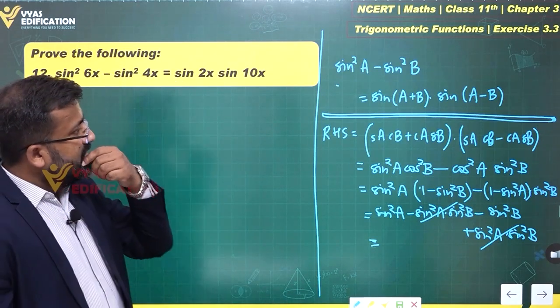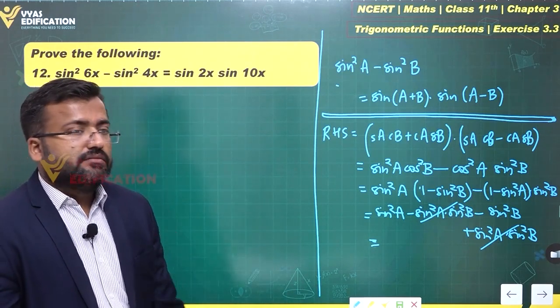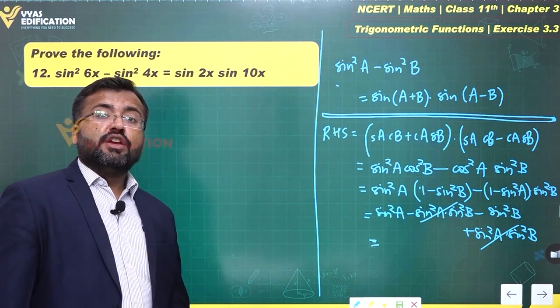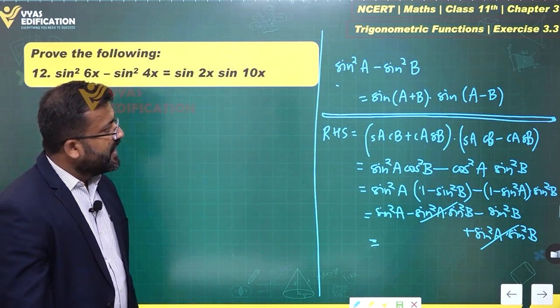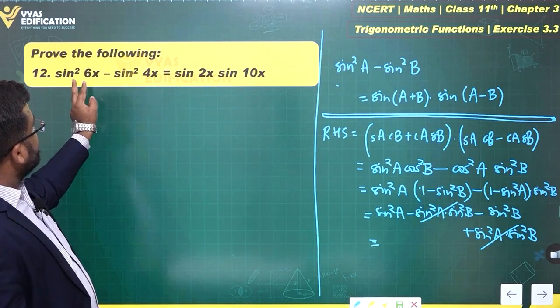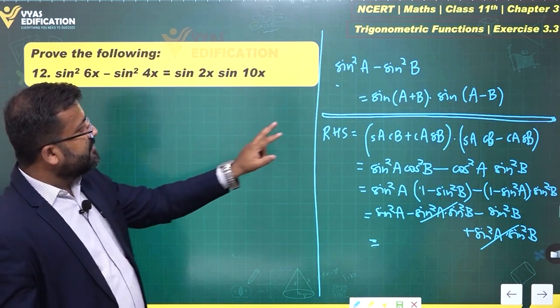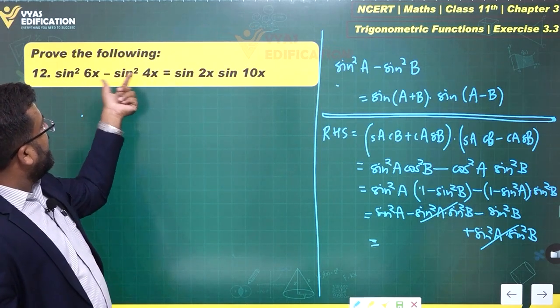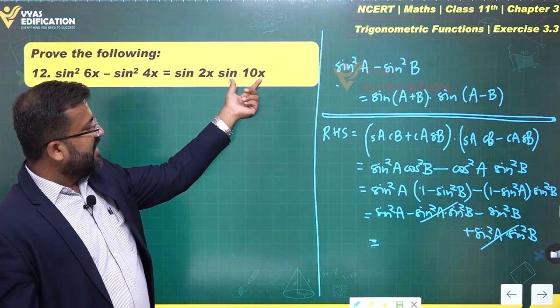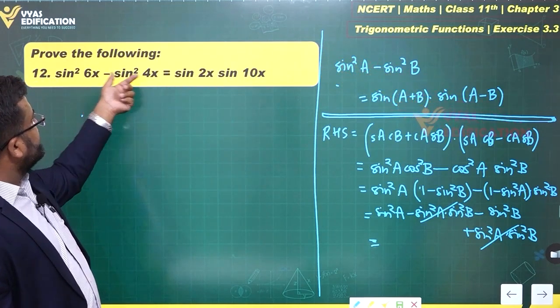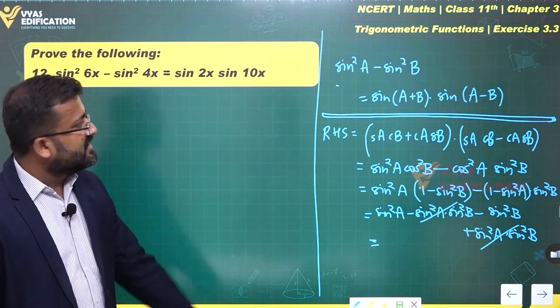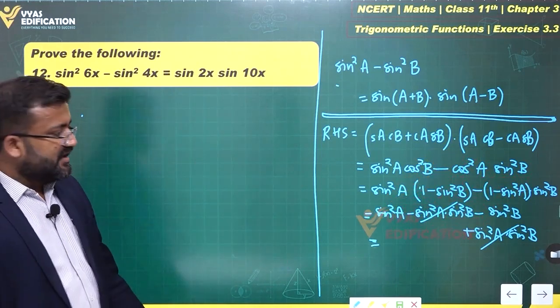But do we remember this? No. So, we should have another kind of approach. Let me solve with this approach first. This is sine square A minus sine square B. This will become sine of A plus B. The sum of these two angles would be 6x plus 4x, which is sine 10x, times sine of the difference of two angles, sine 6x minus 4x, which is sine 2x. You can see this question becomes easy after this.